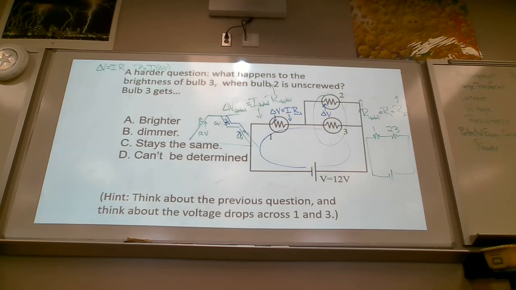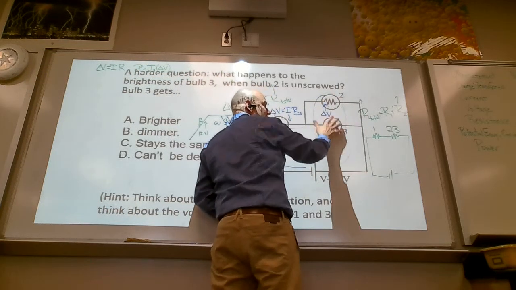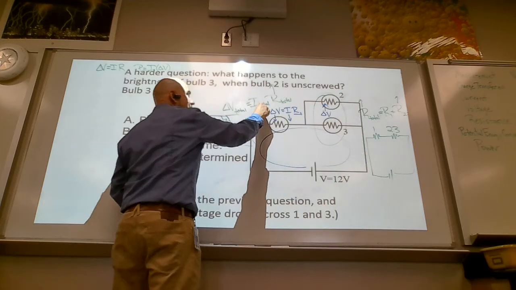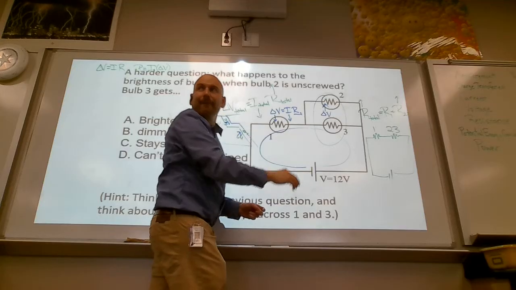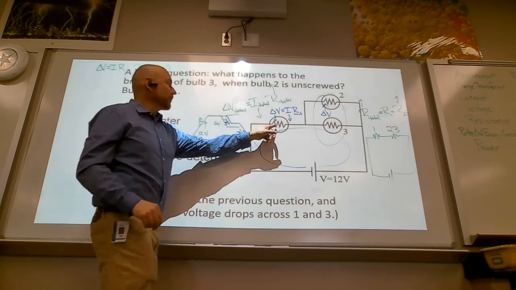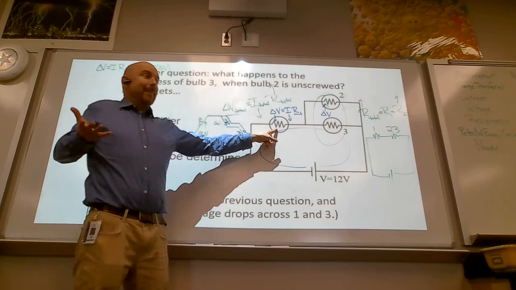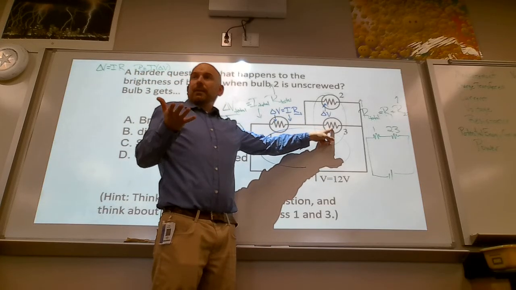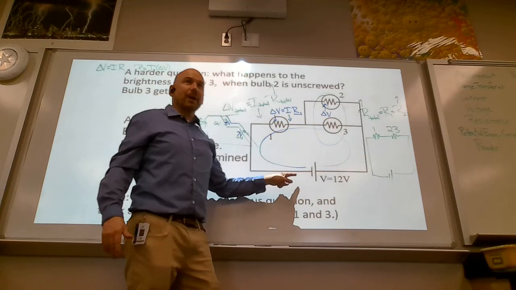Let me run through that again. Pull out light bulb 2. Total resistance of this green goes up, which drives the current down. Total current down. Okay? So the voltage drop across this one decreases. Across 1 decreases. Meaning that the voltage across 3 has to compensate for that, so that the voltage gain equals the sum of the voltage drops.